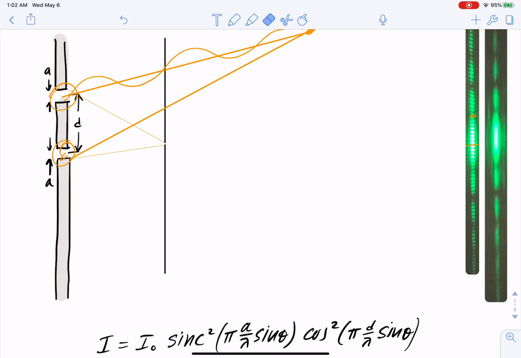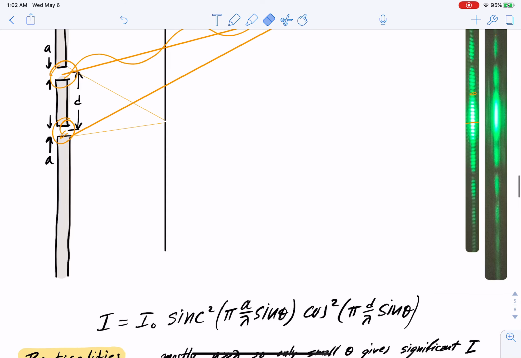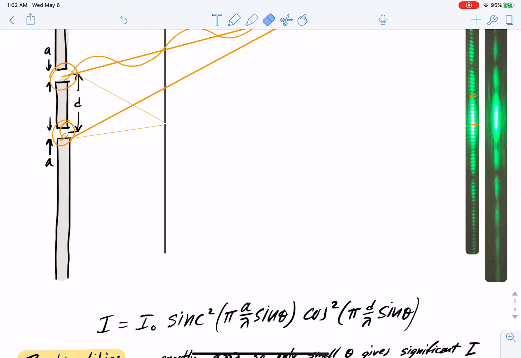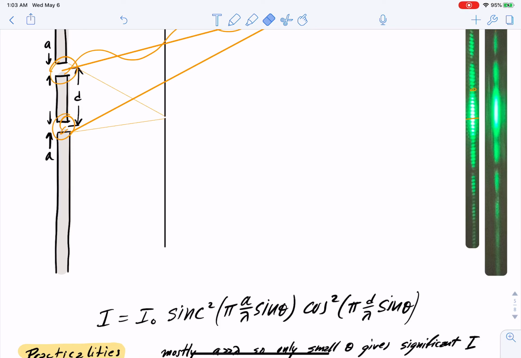Now, in practice, we usually have the case that the distance between, or the size of the slits is fairly large compared with a wavelength, say 50 times. It's hard to make really small slits, and wavelengths of light are very small. So in that case, this term here is going to be very small because the sinc is small anytime the argument is more than 3 or 4 pi.